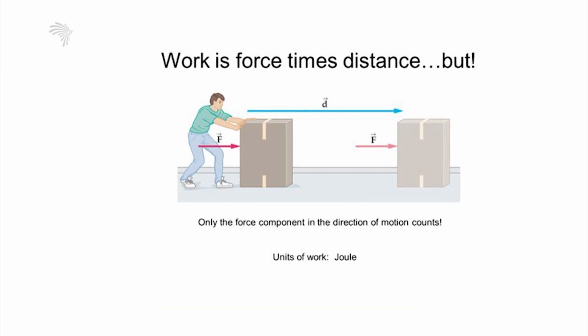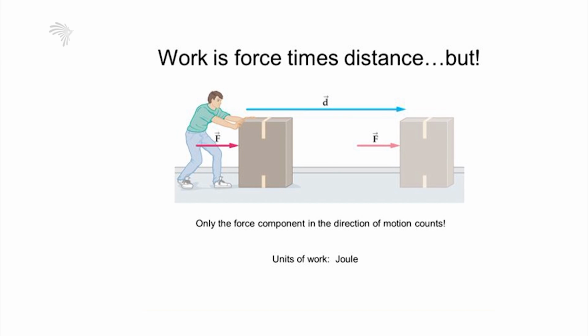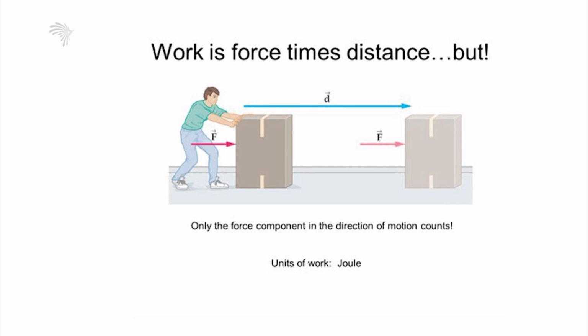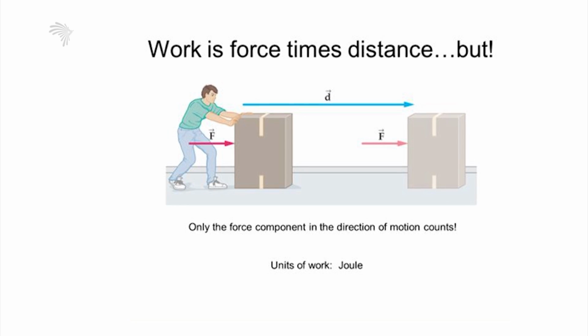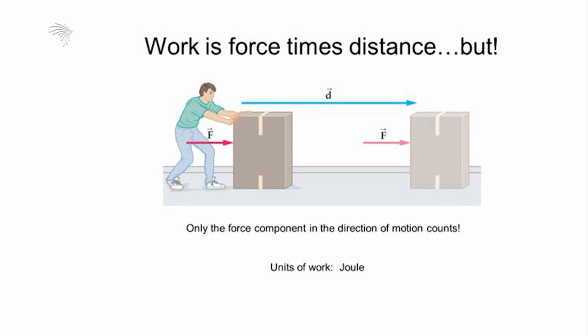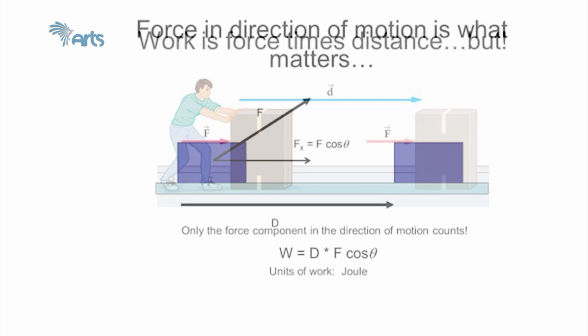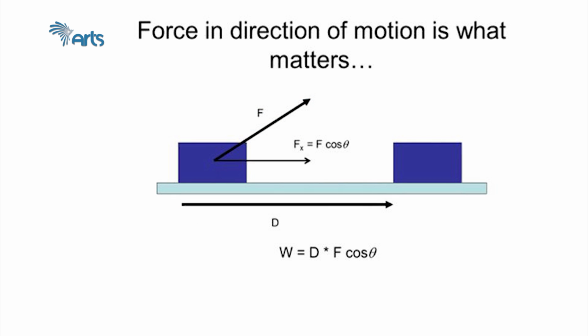Work is force times distance, but only the force component in the direction of motion counts. If you apply a force in the direction of the displacement, then to calculate the amount of work done on that object, you can simply multiply the force with distance. And force in direction of motion is what matters.